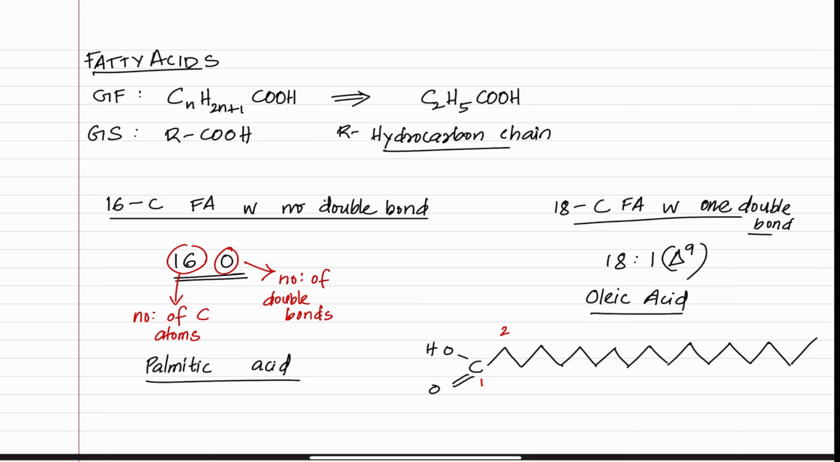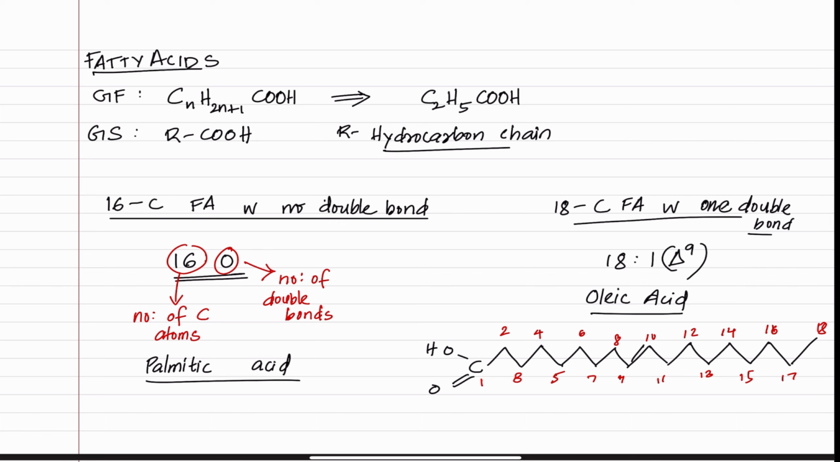And I'm going to number everything, 1 through 18. And there's also one more thing. There's a double bond between carbon 9 and carbon 10. So I'm going to draw that out as well. Yeah. So this is the structure for oleic acid.